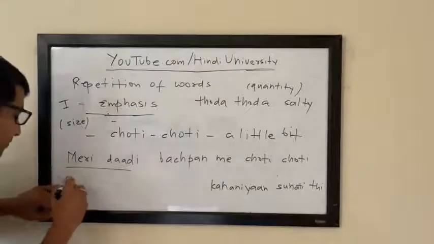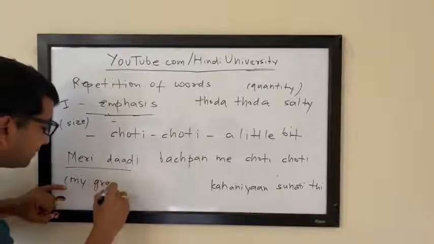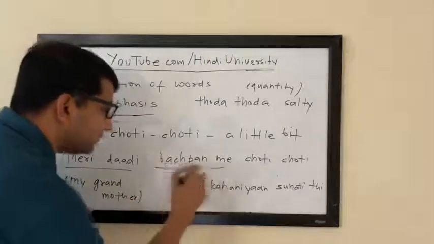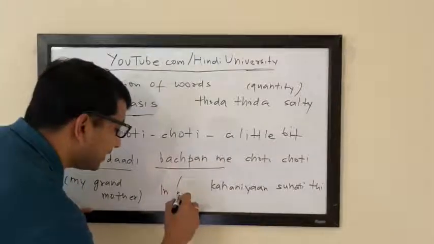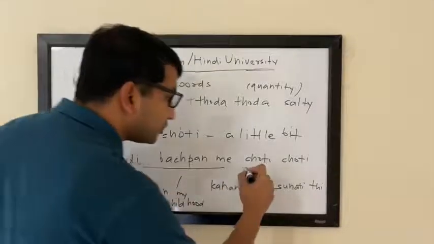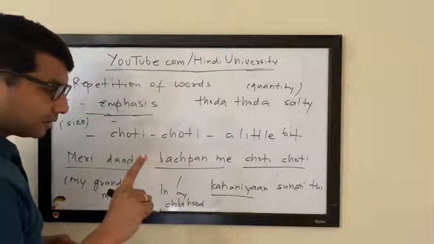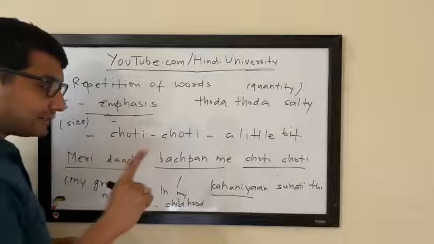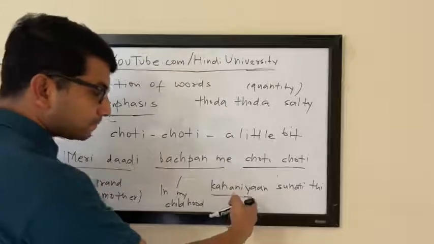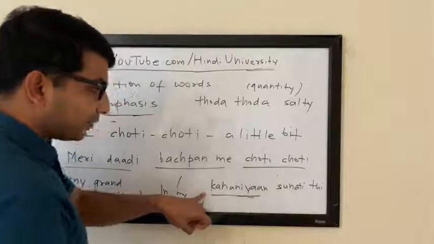My grandmother. Very good. In my childhood. Bachpan mein is in my childhood. Short stories. Okay, short stories. Choti kahaniyan. What is one story? Kahani. Very good. Kahani is one story. Plural is? Kahaniyan. Okay. What is the verb here?